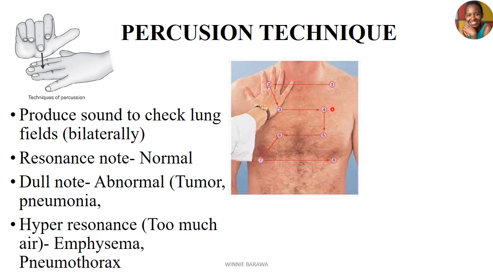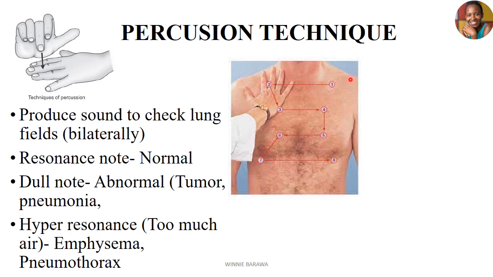So we say that you will be checking the sounds bilaterally. What do we mean by bilaterally? We mean when you're checking the lung fields on the left side at a particular point, you also need to check on the right side at the same point so that you can compare the sounds. You can also use the mid-clavicular line to get good points.